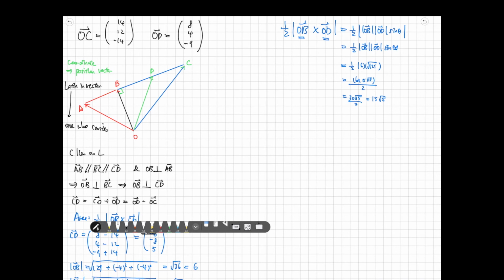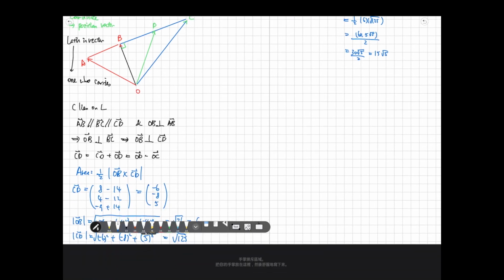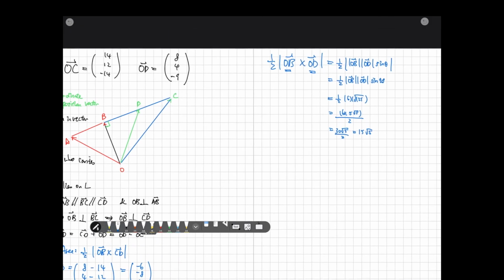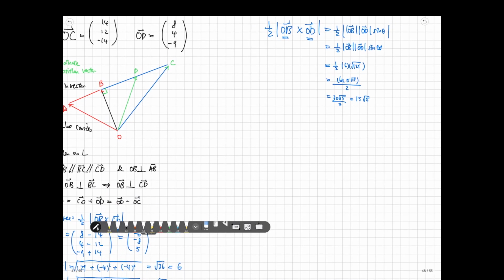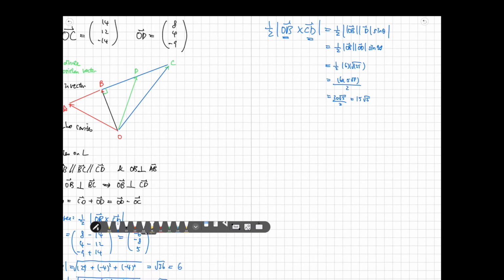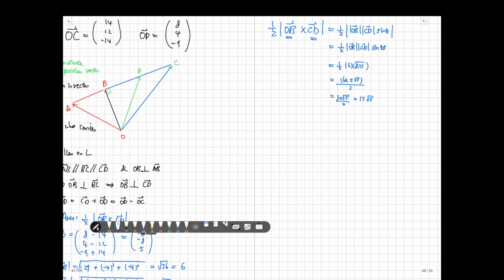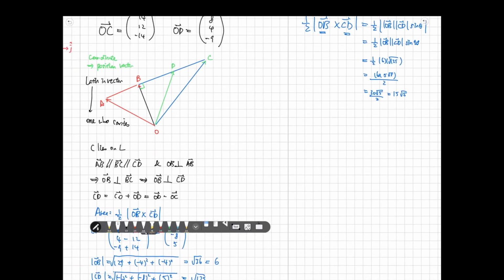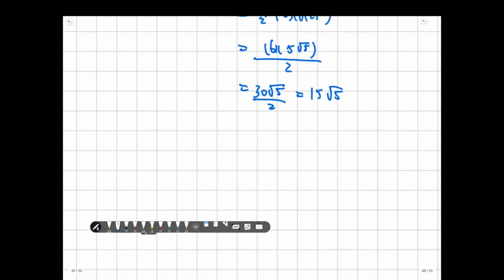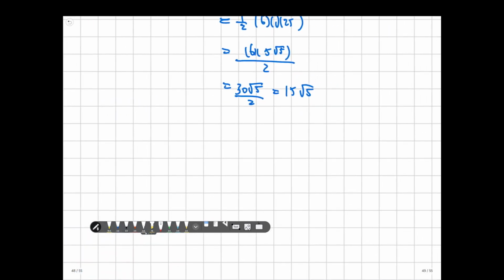So OB cross OD. So CD. Okay, I wrote it wrongly. It should be CD. So you mix an angle that is 90 degrees to each other. Yeah, that's okay. But we can find another approach to deal with this question.